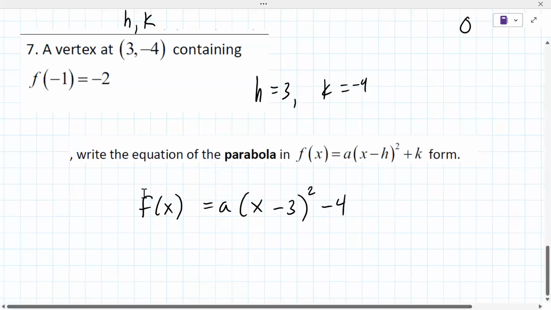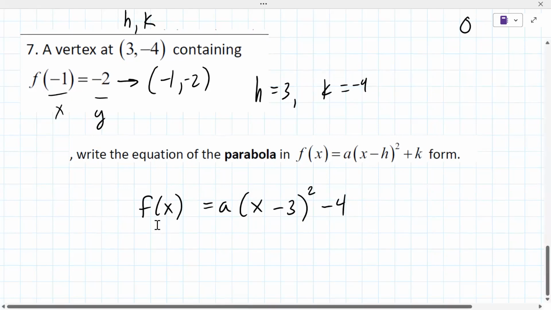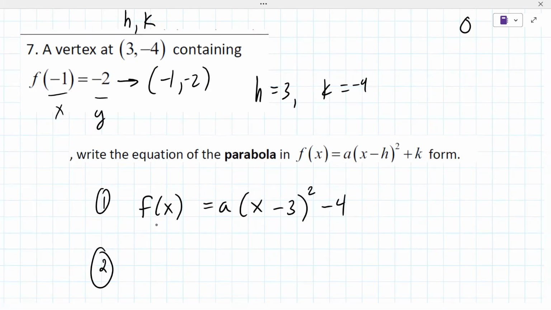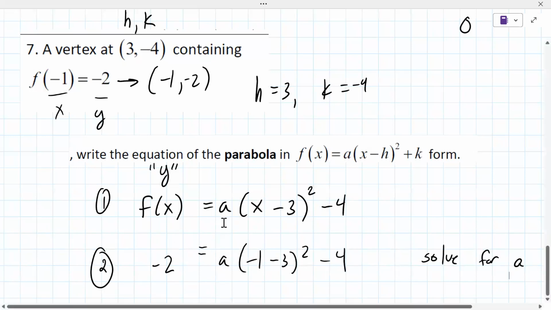All right. And then this f of x, they're really giving you an ordered pair right here. This is x and this is y. They're giving you an ordered pair -1 comma -2. And so the next thing you do is you put that in. So your f of x is -2. That's the y value, equals a times -1 minus 3 squared minus 4. And then you're going to solve for a. So I'd like you to get caught up to here in your notes and then solve this for a for me, please.